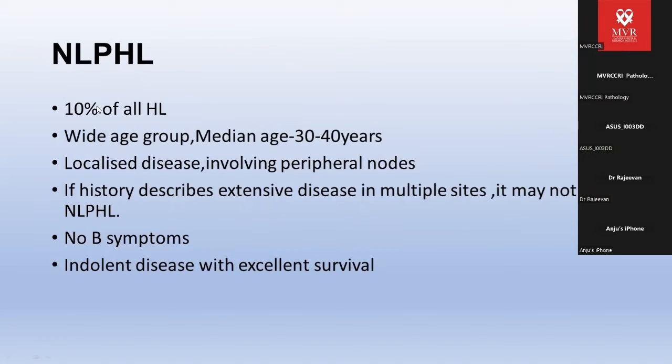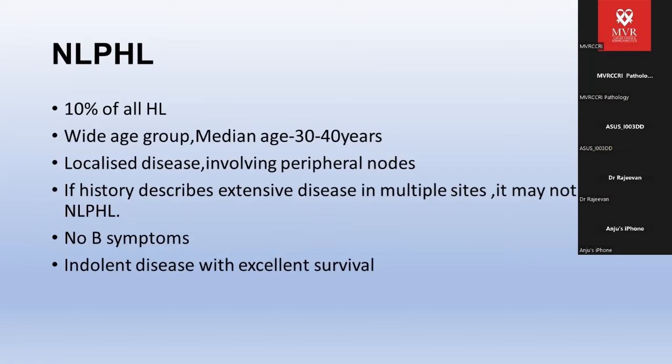As of now it is under Hodgkin lymphoma, and it accounts for 10% of all Hodgkin lymphoma. There's a wide age group. Median age is around 30 to 40 years. Usually it presents as localized disease. Again, this presentation is very important. NLPHL usually presents as localized disease. You will have an isolated cervical lymph node or axillary lymph node, involving the peripheral nodes. If the history is that of extensive disease with multiple lymph nodes and marrow involvement, most probably it may not be an NLPHL.